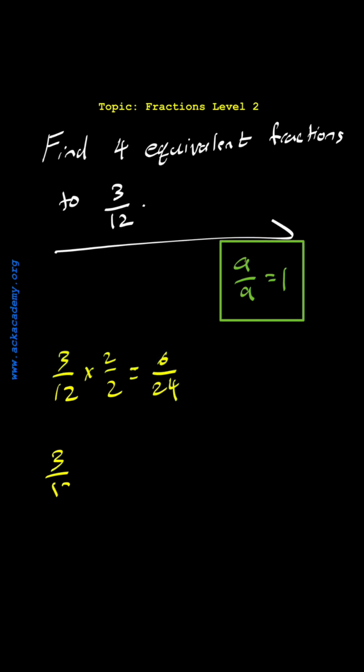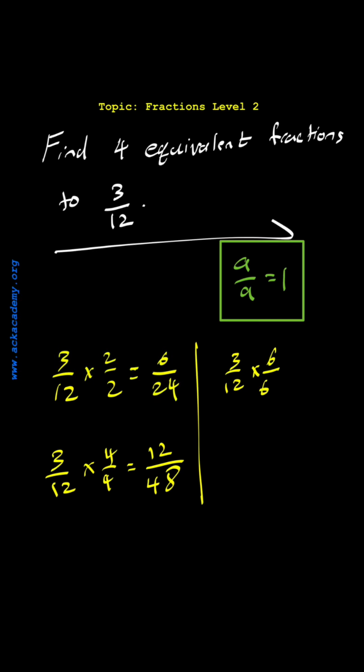Let's do another. Let's say I do 4 over 4. 3 times 4 is 12. 12 times 4 is 48. Another equivalent fraction. So let's do 3 over 12 times... let's do something a little hard. 6 over 6. 6 times 3 is 18. 12 times 6 is 72. Another equivalent fraction.